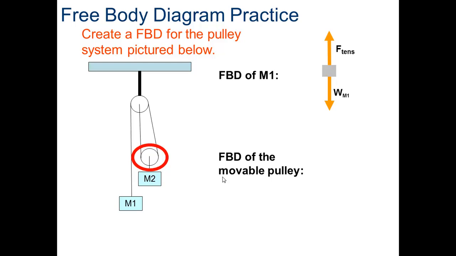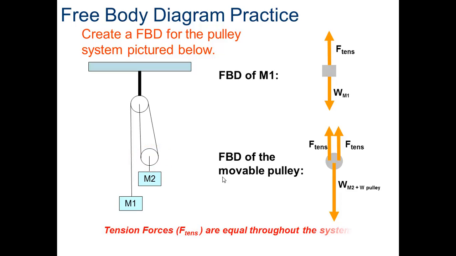Let's draw the free body diagram of the movable pulley. There's our pulley. We have the weight of the pulley itself as well as the weight of mass number 2. All of those are acting down, so we're showing it as one vector. We have 2 tension forces acting upwards because we have 2 ropes supporting that pulley. We know that the tension forces are equal throughout the system, so the tension on the left would be equal to the tension on the right.